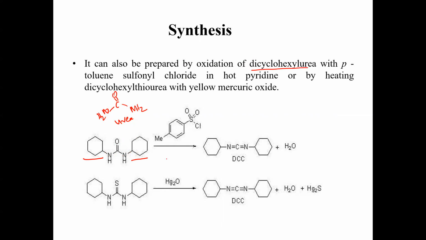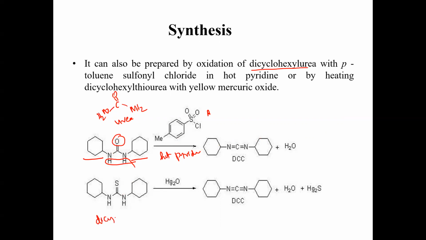This compound is treated with para-methyl tosyl chloride in the presence of hot pyridine. Pyridine is a strong base, and it can also abstract water. So what happens? These two hydrogen atoms and the oxygen atom here are removed as water. The valence is satisfied by a double bond here and also a double bond here. It forms DCC. This can also be formed from dicyclohexyl thiourea.